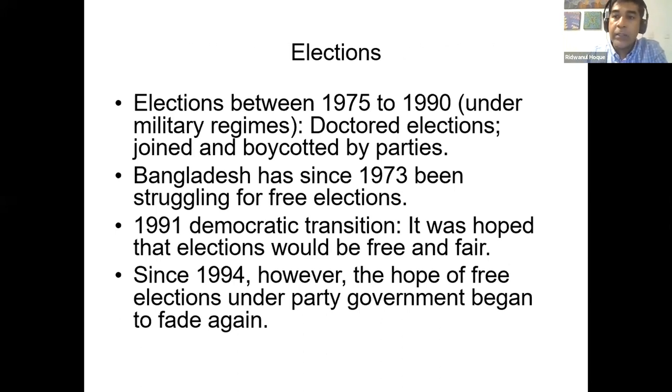In 1996, an election was held that was a one-party election because the opposition boycotted, because the caretaker government system was not institutionalized in the constitution. However, the government that came from that election was a very short government. It was only for 15 days. And the ruling BNP party ultimately gave in to the demand of the political oppositions.